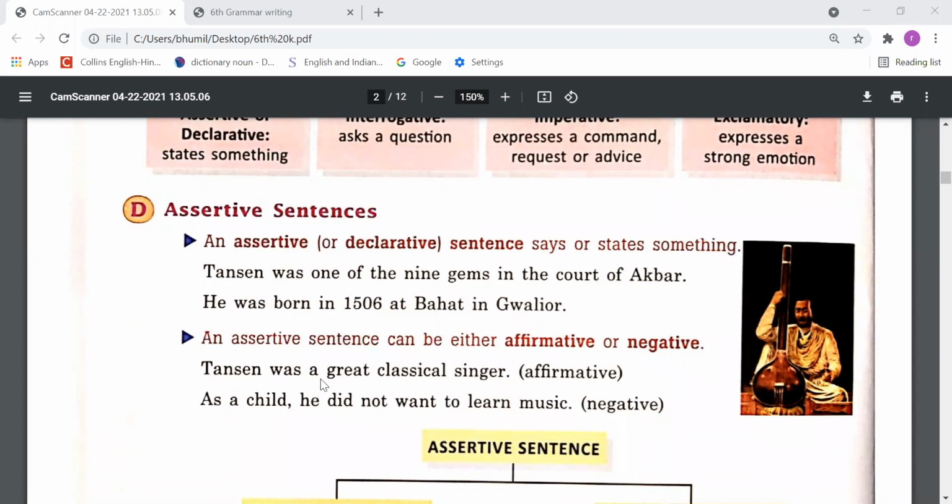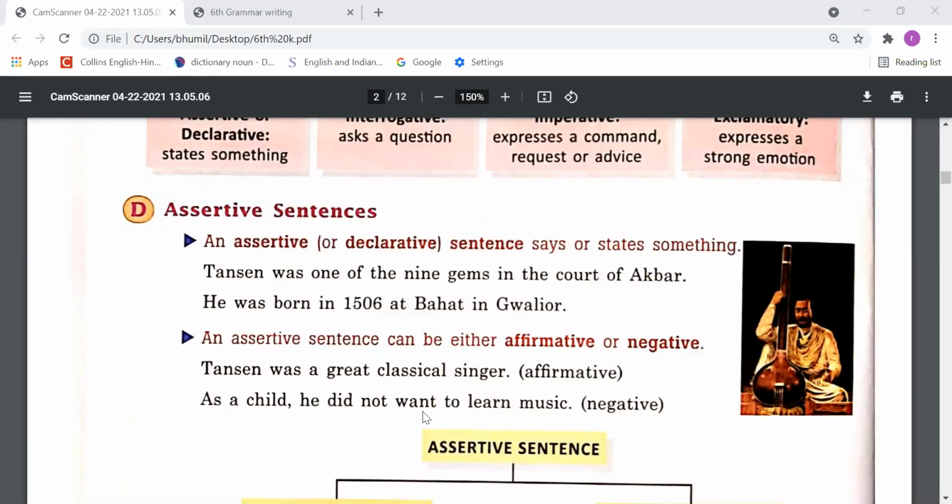Tansen was a great classical singer. This is affirmative. As a child, he did not want to learn music. Negative. So, the assertive sentences can be further divided into two parts. One is called affirmative and second is called negative. Affirmative means when we declare a plain statement. But when we declare a statement with not, that is a negative assertive sentence, right?